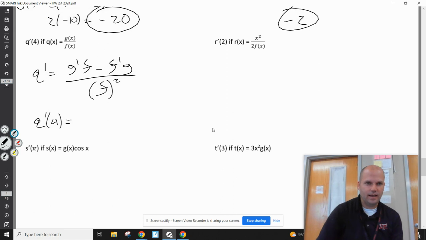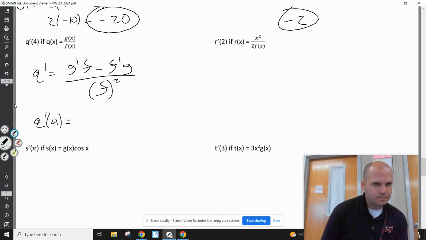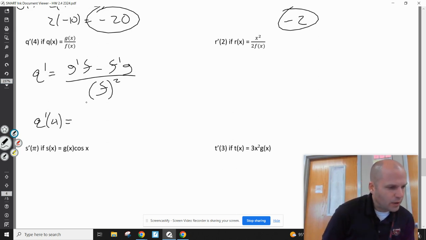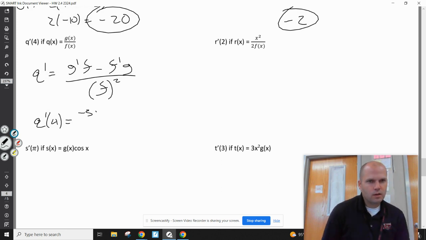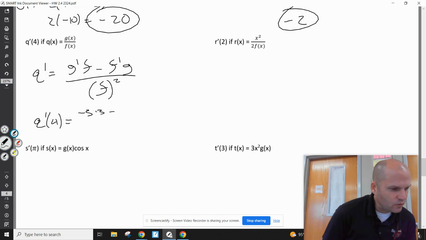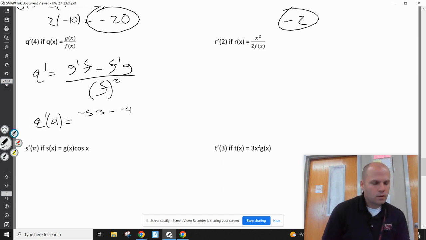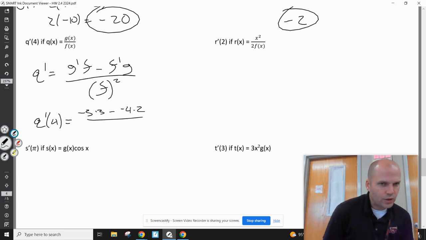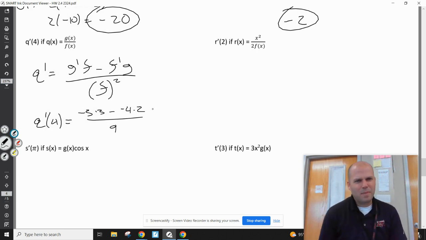Hopefully we understand that. Okay, 4, G prime of 4 is -3. F of 4 is 3. F prime of 4 is -4. G of 4 is 2. F of 4 is 3. 3 squared is 9. I got -9 plus 8 over 9. -9 plus 8 is -1 over 9. Cool.